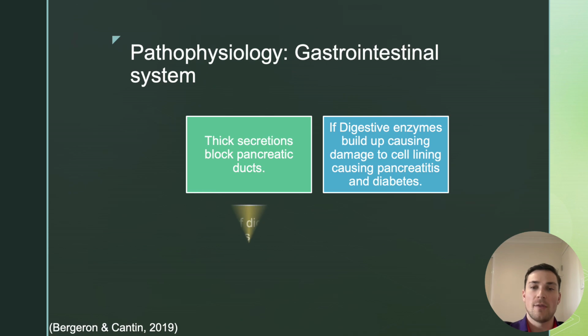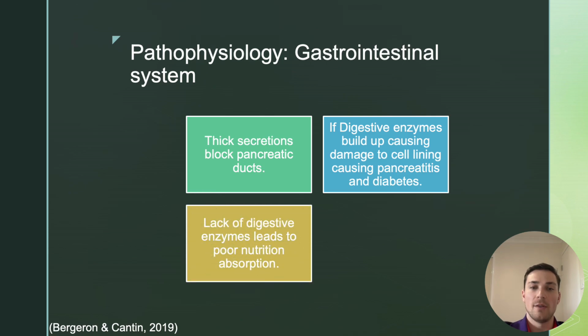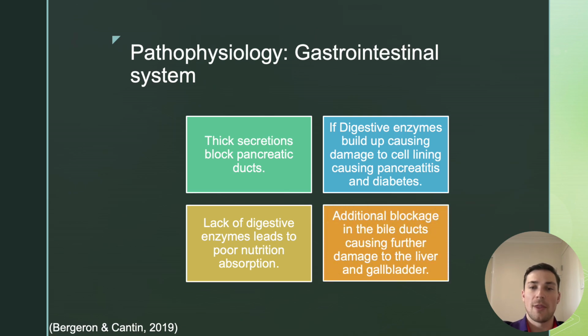Without enough digestive enzymes in the small intestines, there is poor nutrition absorption, leading to malnutrition and possible bowel obstruction. Additionally, bile ducts can be blocked by thick secretions, leading to the buildup of bile, damaging the biliary tract, leading to further damage of the liver and gallbladder.